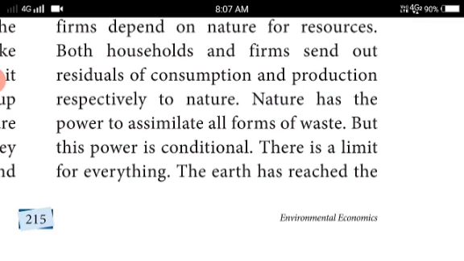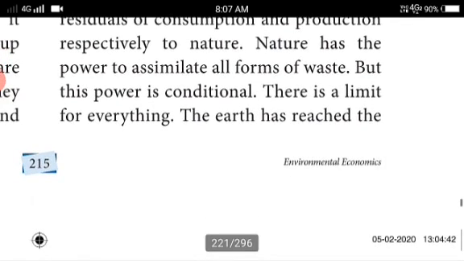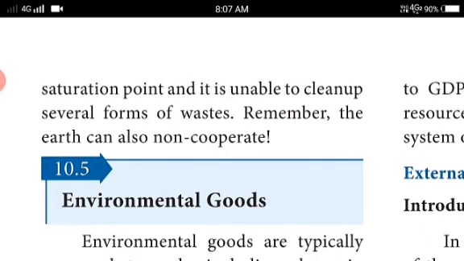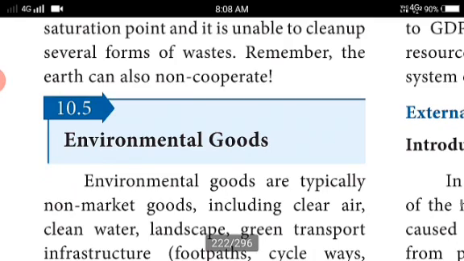The nature has the power to assimilate all forms of waste. Nature accumulates and assimilates all forms of waste, but this power is conditional. That's why they say resources are renewable or non-renewable. There is a limit for everything. The earth has reached a point where it is unable to clean up several forms of waste. All the waste can't be cleared by nature, isn't it? We know that we are dumping all that waste on the earth, but they say the earth is unable to clean up several forms of waste. Remember, the earth can also be non-cooperative.